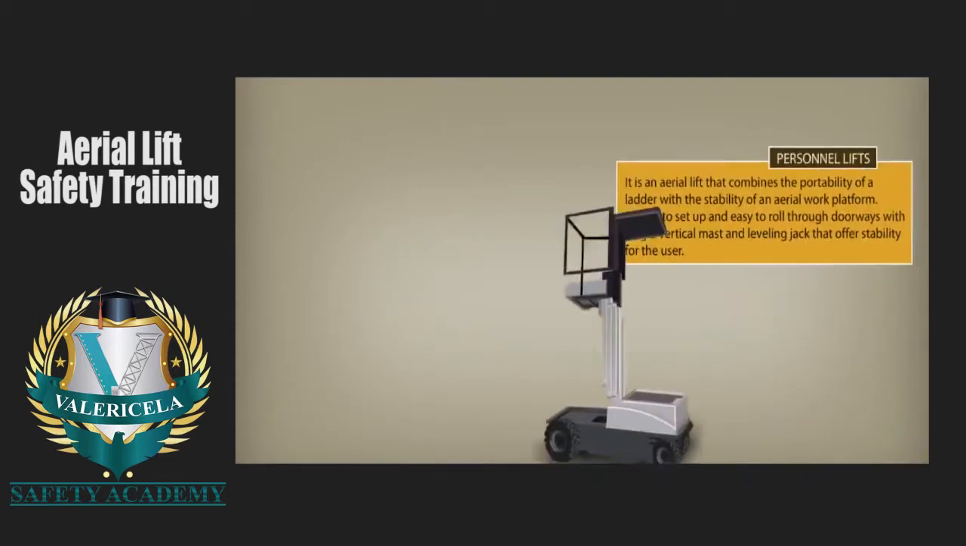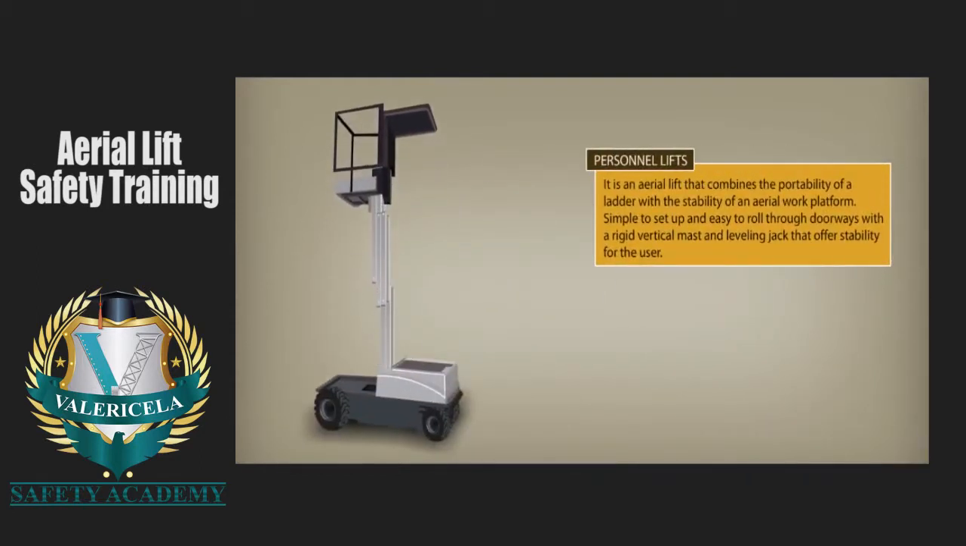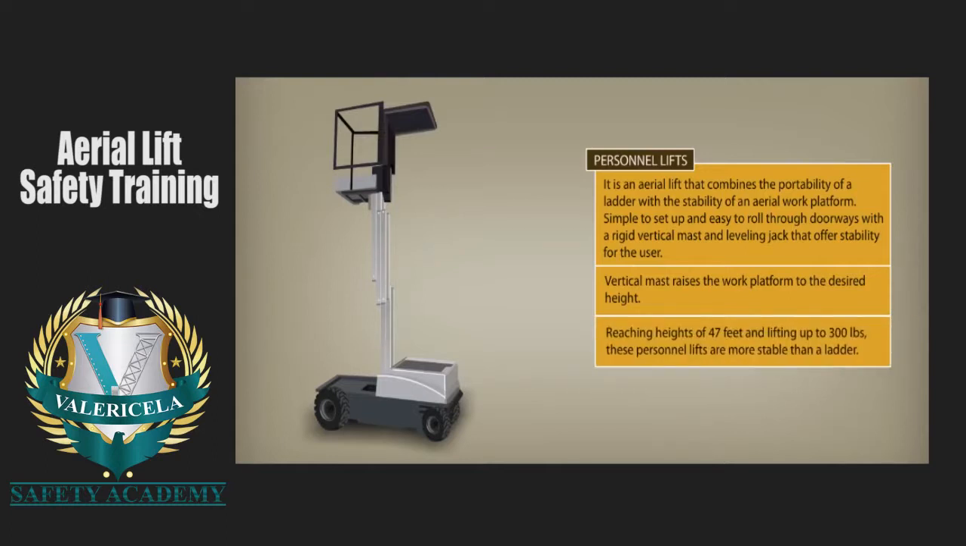Personnel lifts. A personnel lift is an aerial lift that combines the portability of a ladder with the stability of an aerial work platform. These are simple to set up and easy to roll through doorways, with a rigid vertical mast and leveling jack that offer stability for the user. The vertical mast raises the work platform to the desired height. Reaching heights of 47 feet and lifting up to 300 pounds, these personnel lifts are more stable than a ladder. It is ideal for indoor use and is suitable for fragile surfaces.